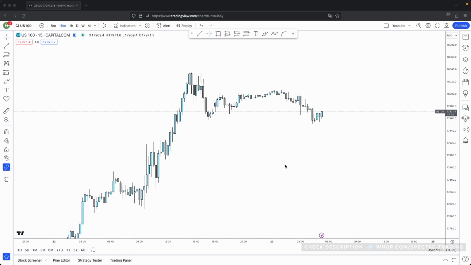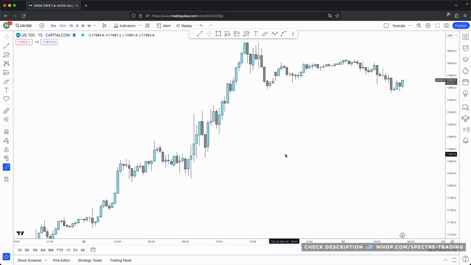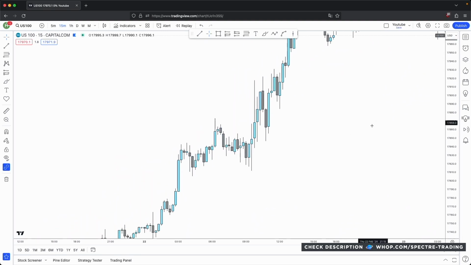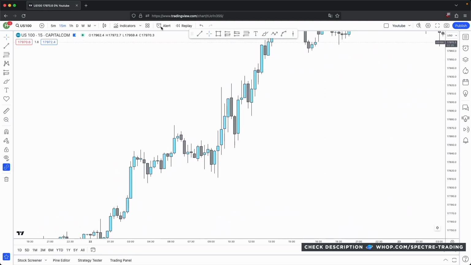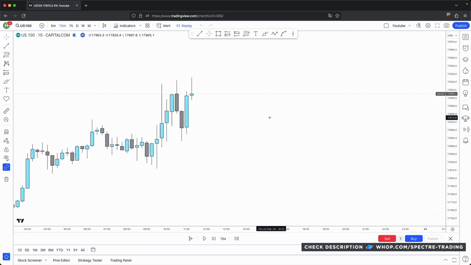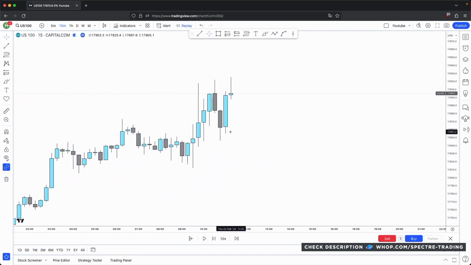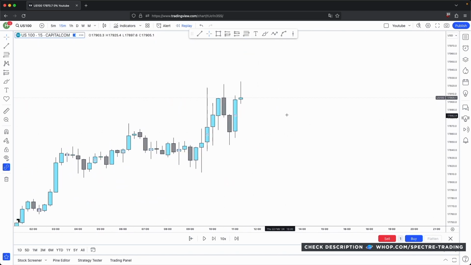This is key to your understanding of fair value gaps. So let's begin with reminding ourselves what a fair value gap is. Here, if we take this example, look at the three last candles. We have this bearish candle and these two bullish candles.